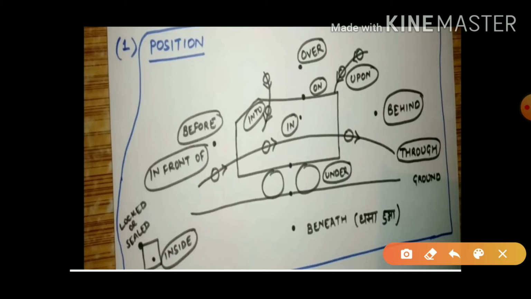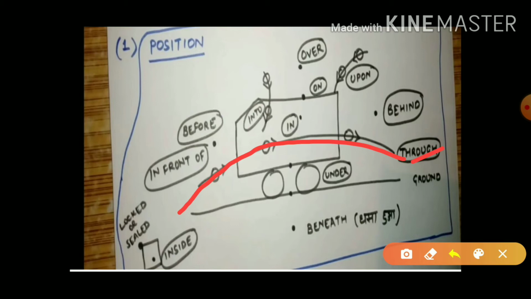Before and in front of are both very common. They are almost similar, but before is used for human beings and in front of is used for things. Now "behind" is used when any object is behind something. "Through" is used when, suppose we have a ball and I threw the ball and the ball just went through the car and went behind.